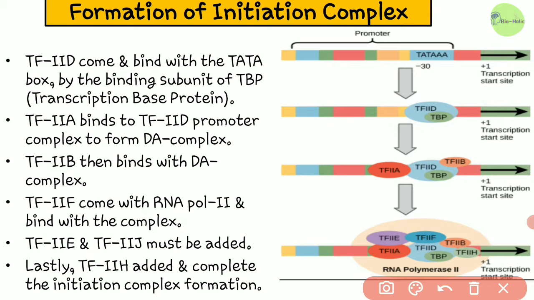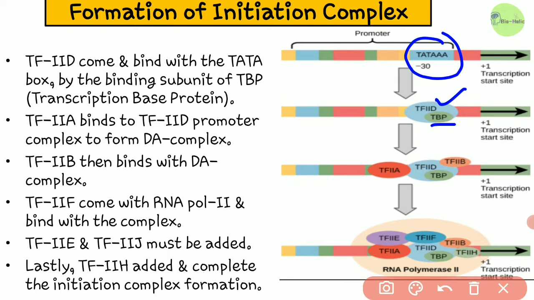First of all, the promoter region of the DNA antisense or template strand contains a TATA box, which is located about 25 to 30 base pairs upstream from the transcription start site and has a consensus sequence of TATAAT in almost all eukaryotes. Then the first transcription factor, TFIID, comes and binds with the TATA box by the binding subunit of TATA-binding protein or TBP.